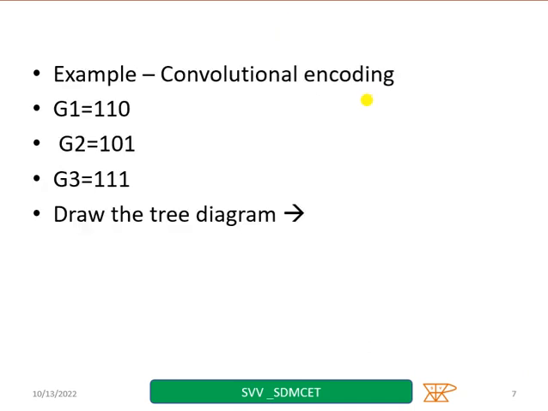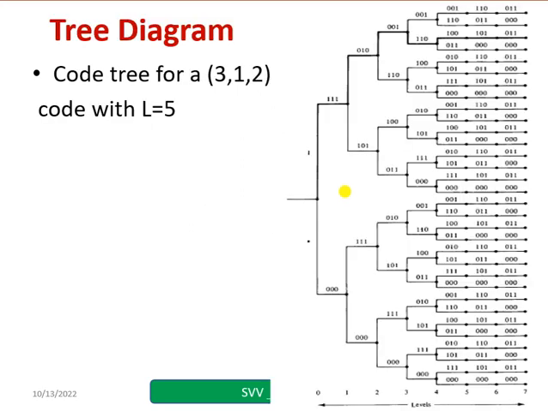Now I am taking an example: G1 equal to 110, G2 equal to 101, G3 equal to 111. Now draw the tree diagram for this. Pause the video and draw the tree diagram for the given G1, G2 and G3. This is the tree diagram for the given G1, G2, G3, and we have taken a length of 5. This is the beginning step. You should keep it ready before we start the algorithm. Pause the video and complete the work.